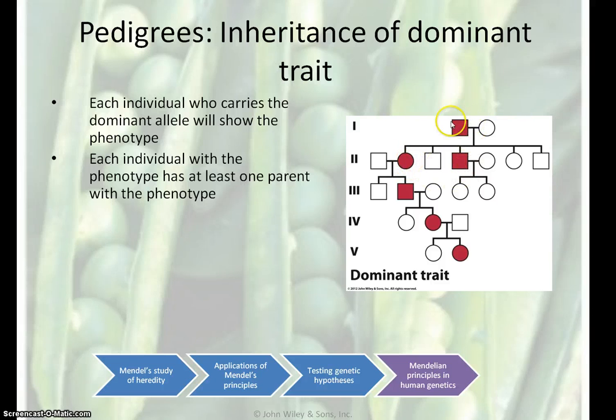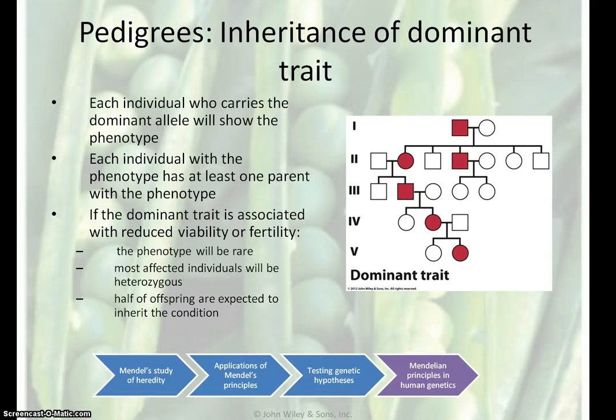Now, obviously, this parent must have the dominant allele in order to have the condition, and so he would have passed on that dominant allele onto this child and this child, and then this child passed on to here, this child passed on to this one, this child passed on to this one, and so on and so on. And here we have a pedigree of 5 generations.